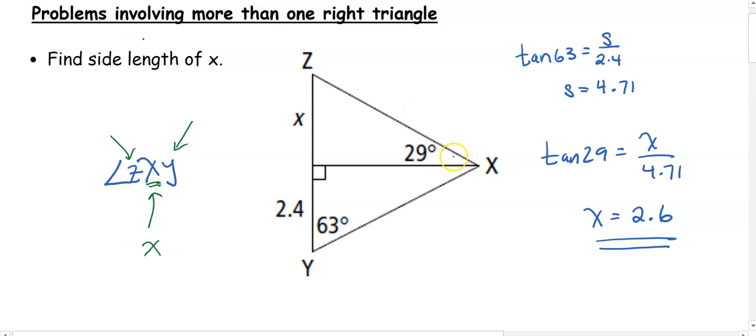For example, angle X, are we talking about that angle? Are we talking about that angle? Or are we talking about that angle? So angle ZXY means start at Z, go to X, and finish at Y. Oh, we're talking about the entire angle. Angle ZXY, again, is not part of a right triangle, so we can't use SOHCAHTOA to find it, but we do have the ability to find smaller angles of right triangles.